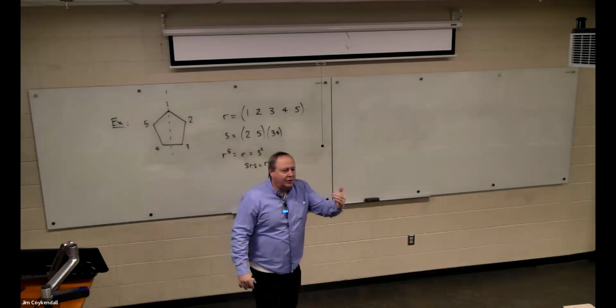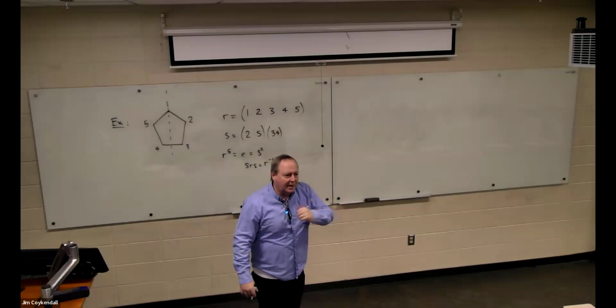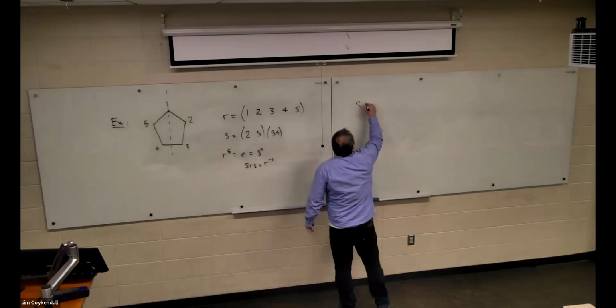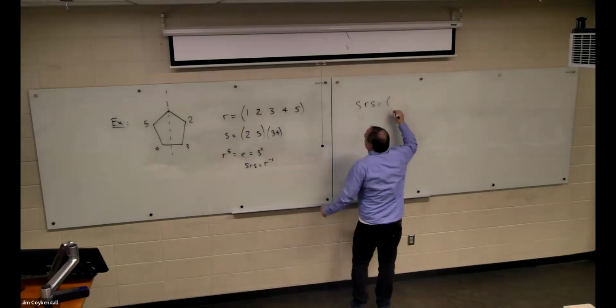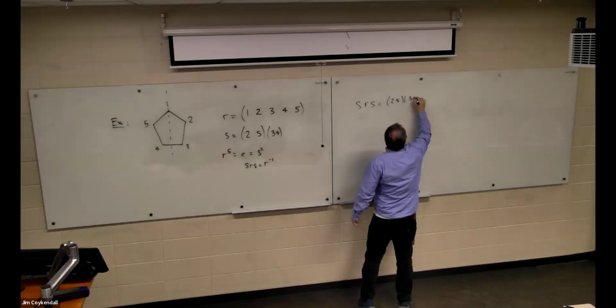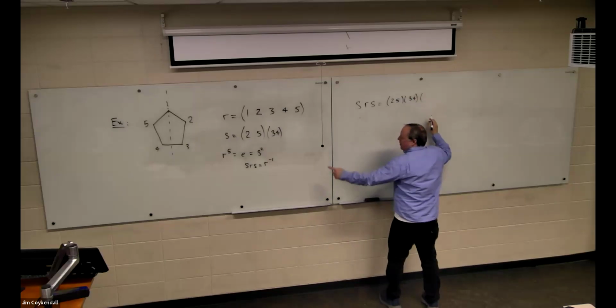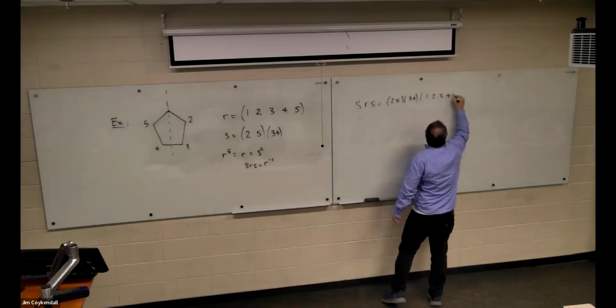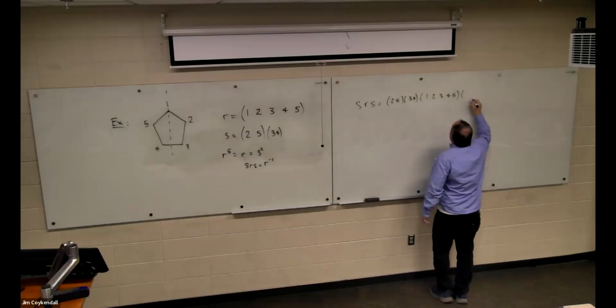I don't even have to have a geometric brain to see this because the symmetric group will do this for me. Let's just write this down. 2, 5, 3, 4, and then R is 1, 2, 3, 4, 5, and then flip it again.